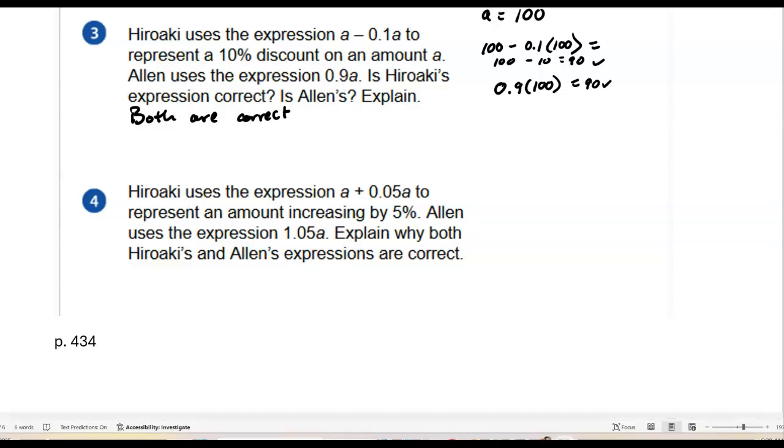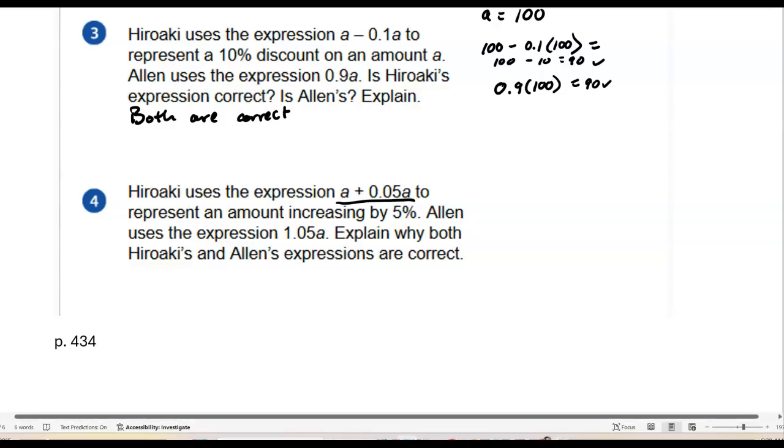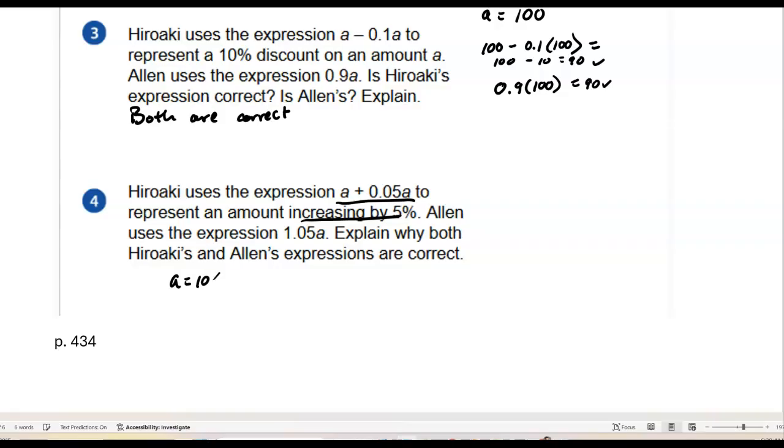This time they're saying, hey, he uses A plus 0.05A to represent an increase, so like a 5% tax, and Alan uses the expression 1.05A. Explain why both are correct. So let's start off the bat and say, again, let's make A equal to 100. So we have 100 plus 0.05 times 100, and this will give you 100 plus 5, which is equal to 105. And then the other way is 1.05 times 100, which will still give you 105. So they are both correct.